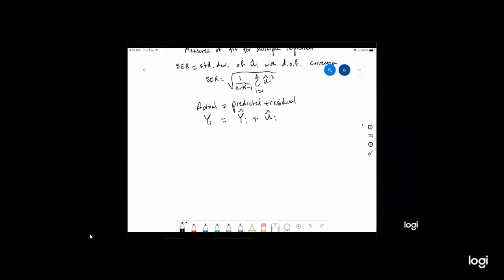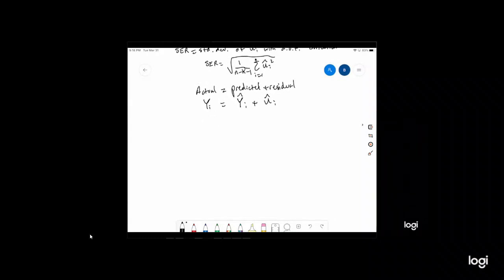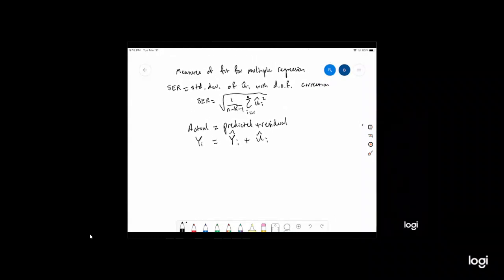We also have a root mean squared error, which is the standard deviation of u hat i without the degree of freedom correction. So the root mean squared error, we'll just write this down so that you've seen it. Root mean squared error equals 1 over n times the sum of i equals 1 to n of u hat i squared.